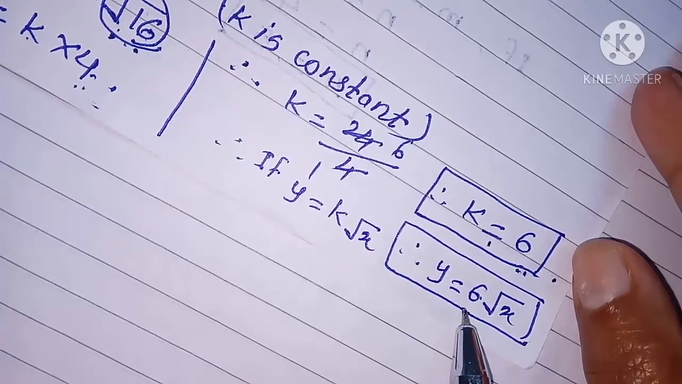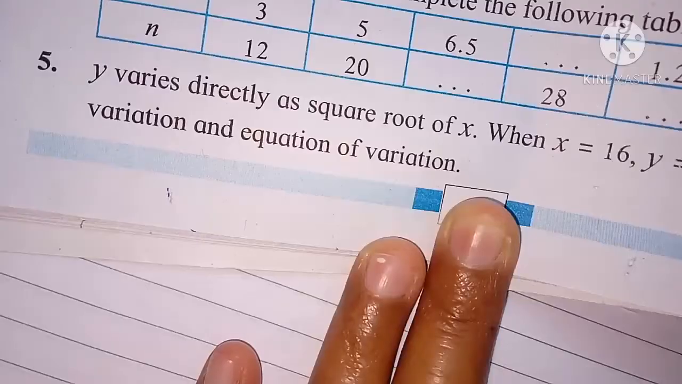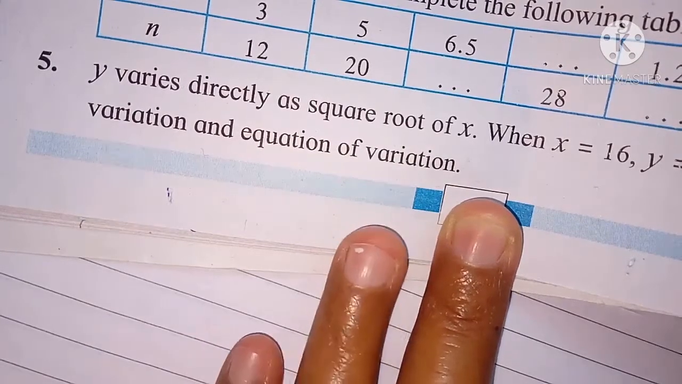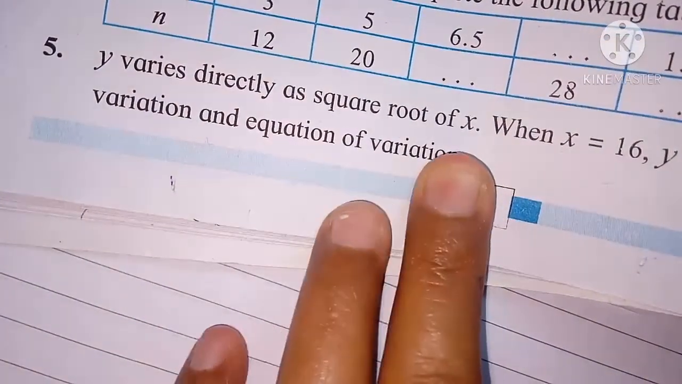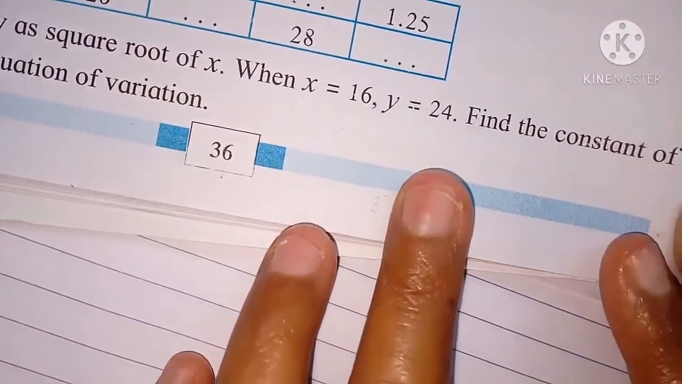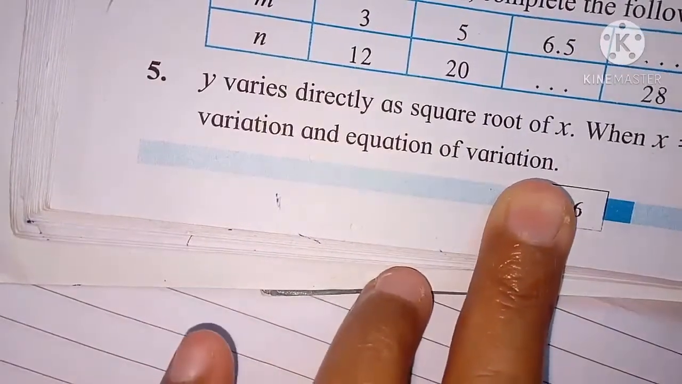So that is all about question number 5. Let's see question number 6. See question number 5: y varies directly as the square root of x, when x is equal to 16 and y is equal to 24. Find the constant of variation and the equation of variation. Now, as per the given situation, write the situation there. That is, what is given?